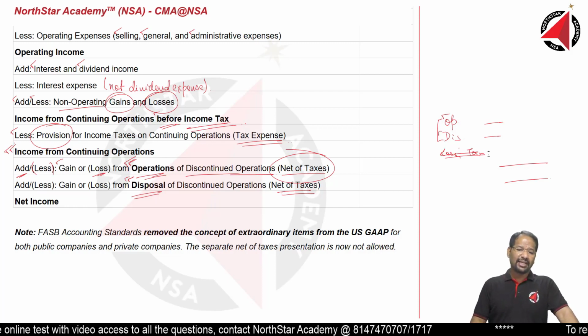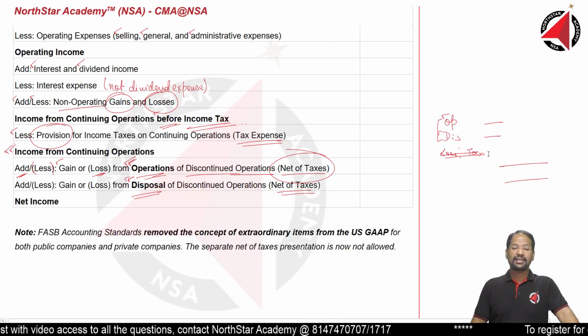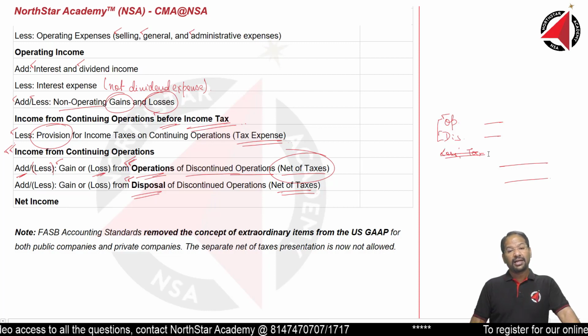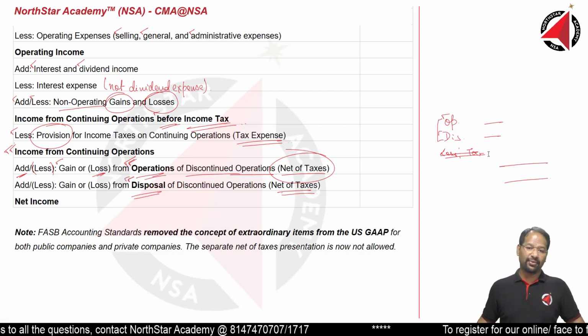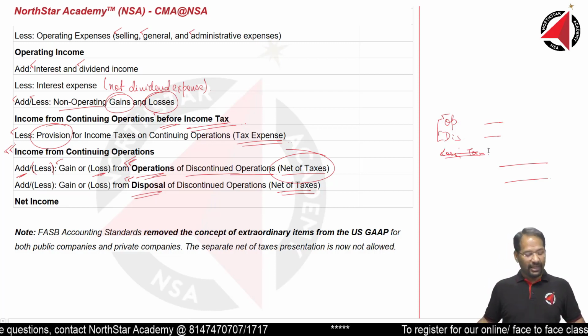Does such a concept exist under the IFRS? Answer is yes. Extraordinary item continues to exist under the IFRS, but under the US GAAP this has been removed.